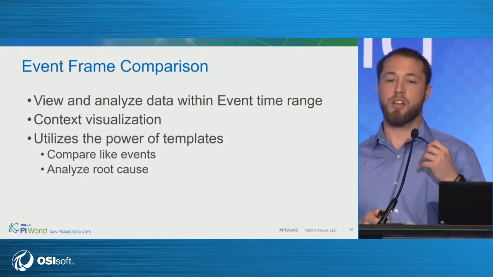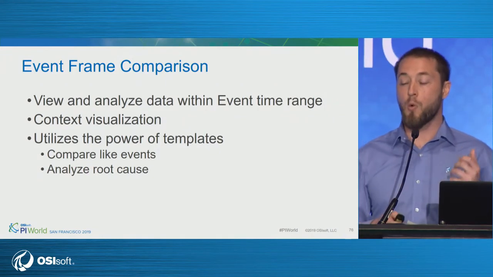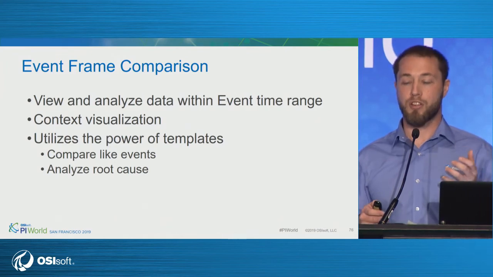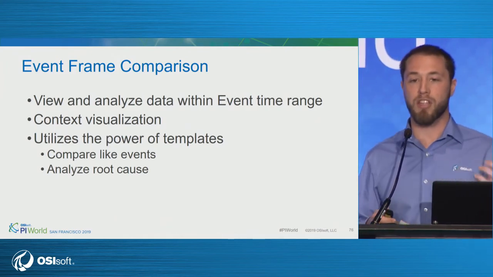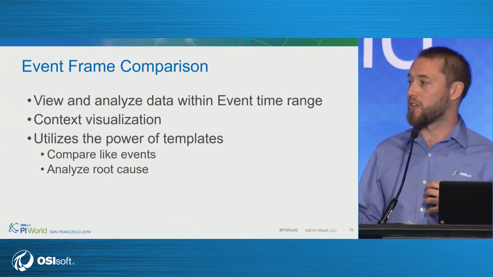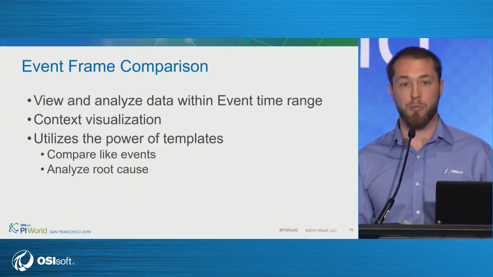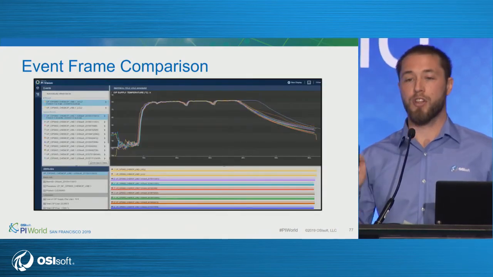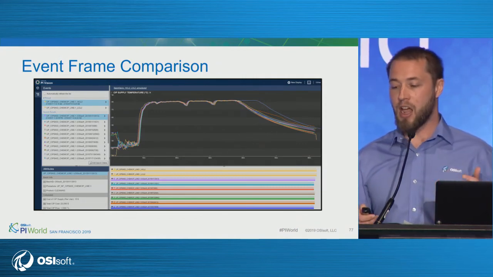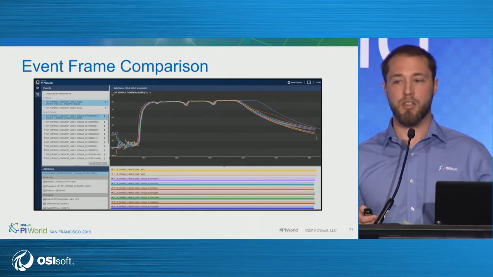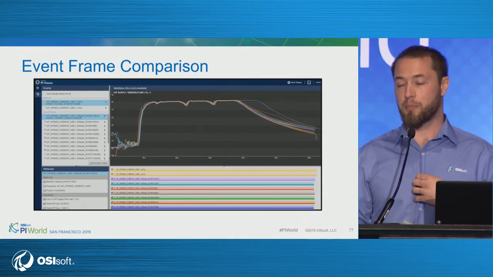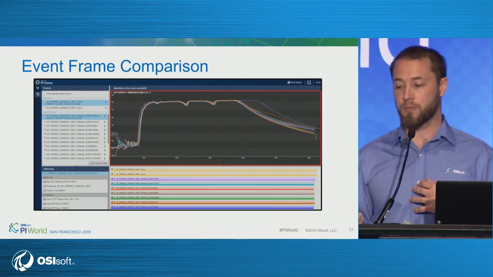Event frame comparison is the best way to view and analyze data within a time range. It provides excellent context within your visualization, and it allows you to utilize the power of templates in order to compare like events, analyze root causes, and really dive into your event frames to see why something might be occurring. Again, we have the giant picture here that might be a little small for those in the back. I apologize. On the left-hand side, we have the event frame list, the events pane, and the attributes pane. In the middle, we have the event frame comparison, the display canvas, and a Gantt chart.